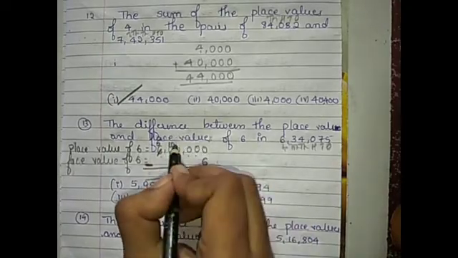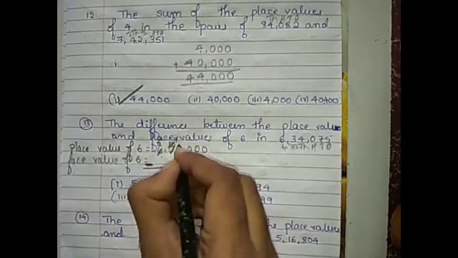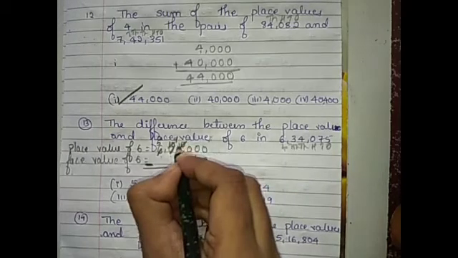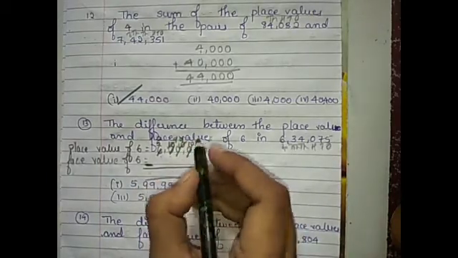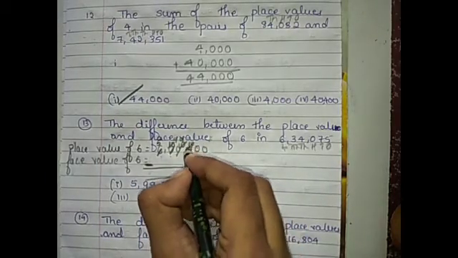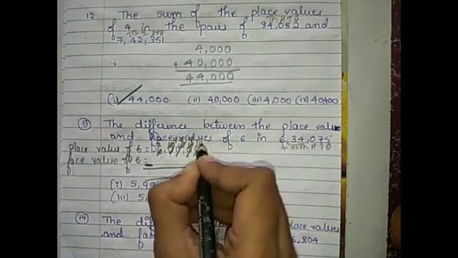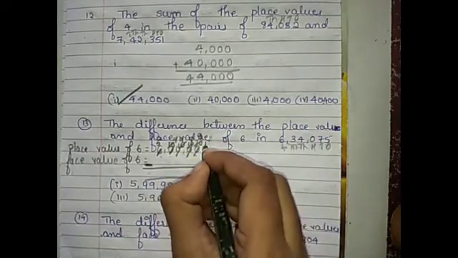Now we can borrow from 10. 10 becomes 9 and here 0 becomes 10. Now we can borrow from 10. 10 becomes 9 and here 0 becomes 10. We continue the same way until every 0 becomes 9 and the last 0 becomes 10.